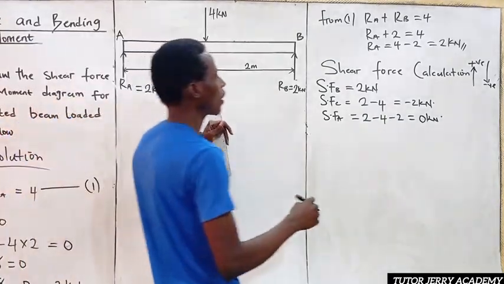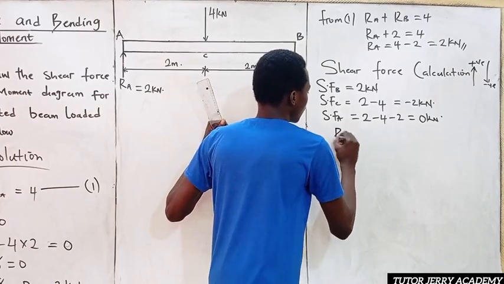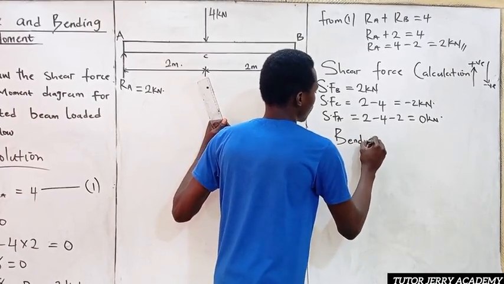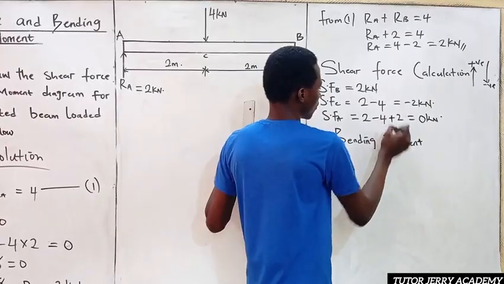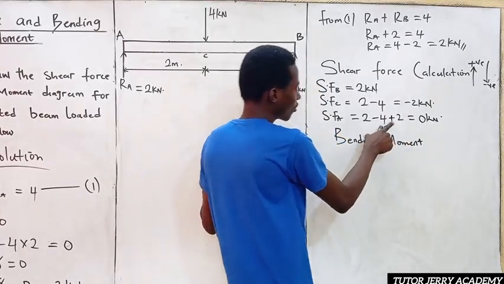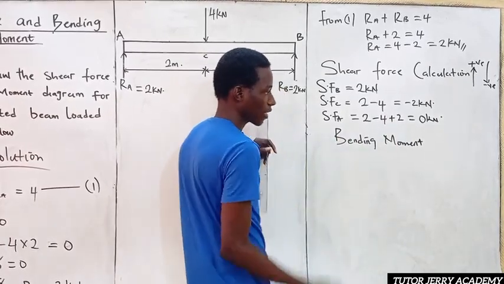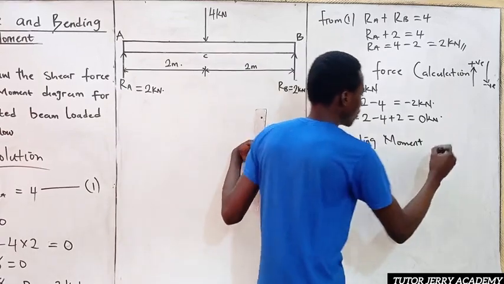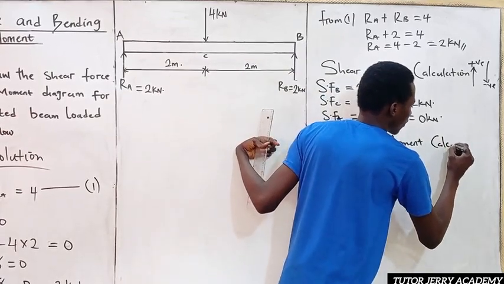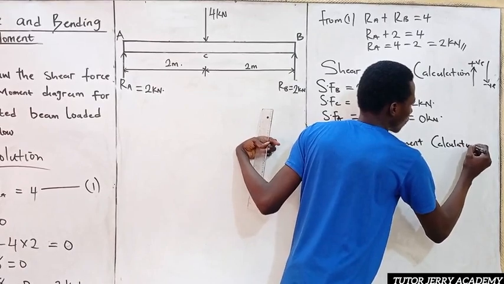Next, we are going to move over to our bending moment. Take note, this is plus here. So we have 2 plus 2 minus 4. Of course, that is 0. So let's proceed with our bending moment calculation.